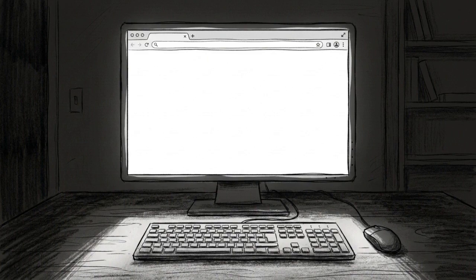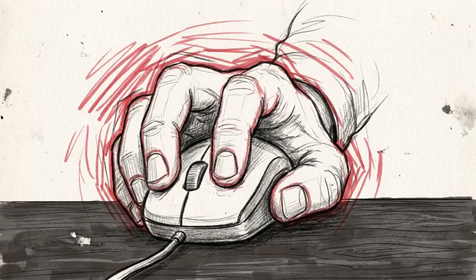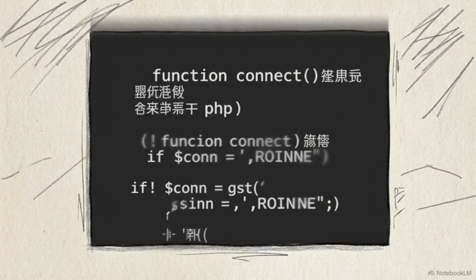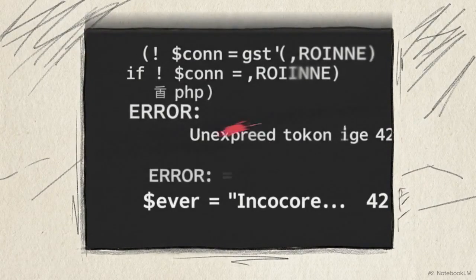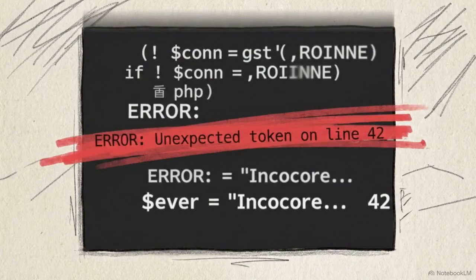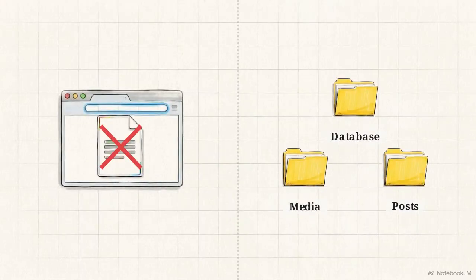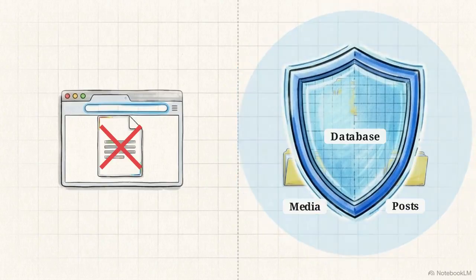Opening your site to a completely blank screen or a critical error message triggers a sudden spike in panic. For most users, the immediate fear is that the database has been wiped and years of content are gone. This is a PHP fatal error. The script stopped running before it could send a single byte of HTML to the browser. While the page is empty, the database, media files, and posts remain secure and untouched on the server.